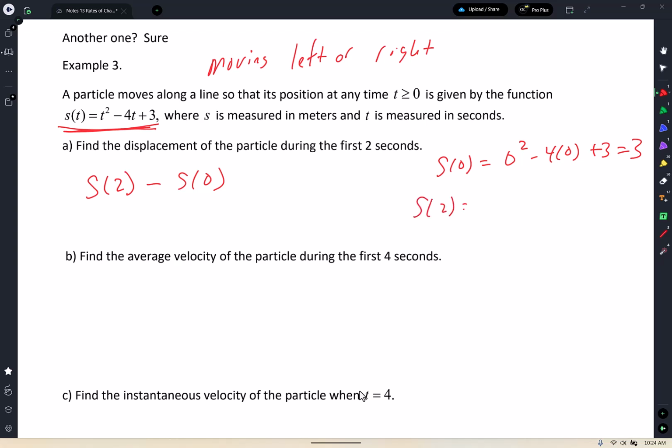S of 2 is 2 squared minus 4 times 2 plus 3. Let's see. 2 squared is 4. 4 times 2 is 8. And 4 minus 8 is negative 4. Negative 4 plus 3 is negative 1. Make sure that I didn't do any mistake. Here we go. Negative 1 minus 3. My displacement is negative 4. I moved 4 to the left from my initial position.